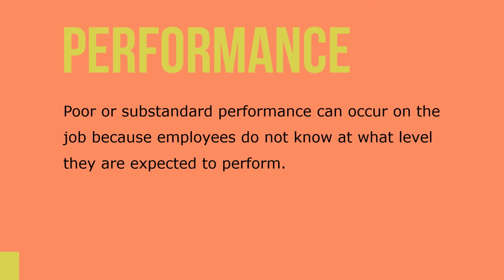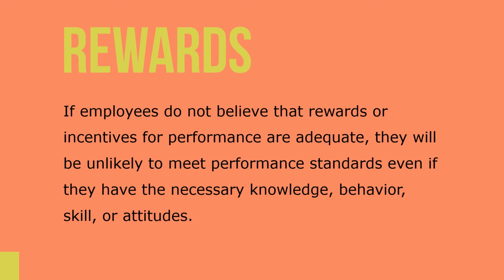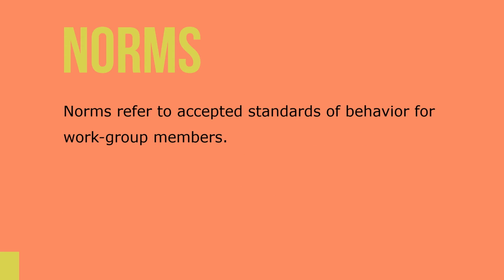Poor or substandard performance can occur on the job because employees do not know at what level they're expected to perform. If employees do not believe that rewards or incentives for performance are adequate, they'll be unlikely to meet performance standards even if they have the necessary knowledge, behavior, skills, or attitudes. Norms refer to accepted standards of behavior for work group members.